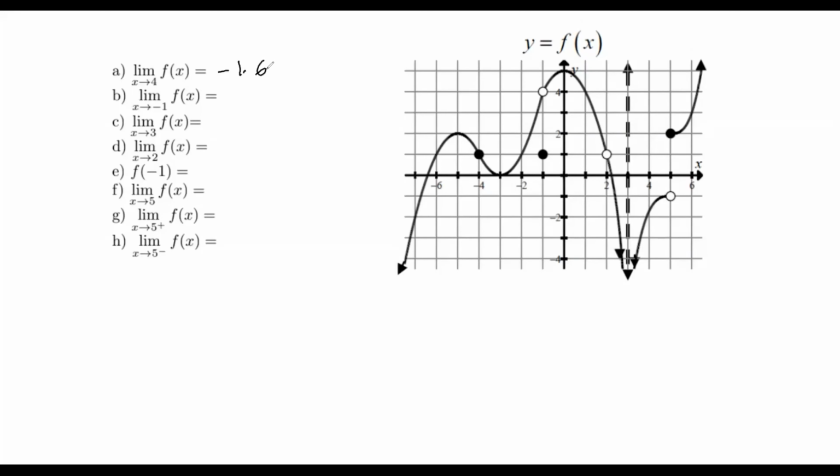negative 1.6. The limit as x approaches negative 1 will be 4, because from the right side it approaches 4, and from the left side it also approaches 4. So the answer is 4.